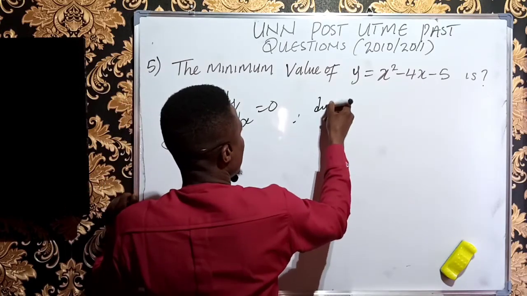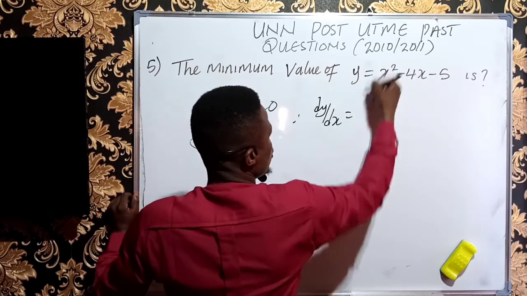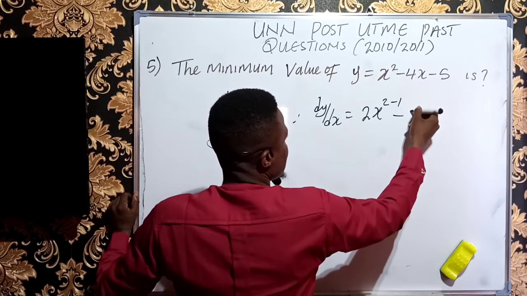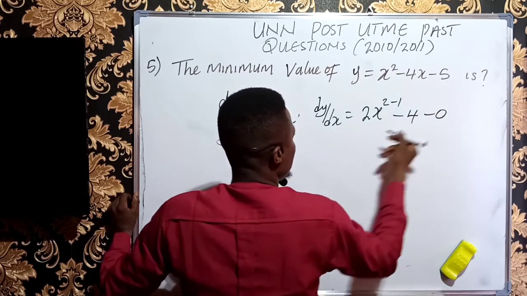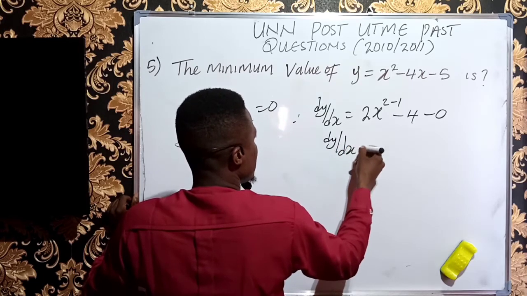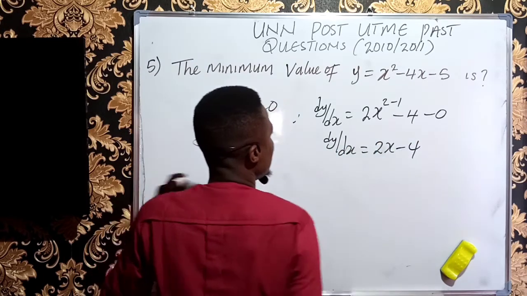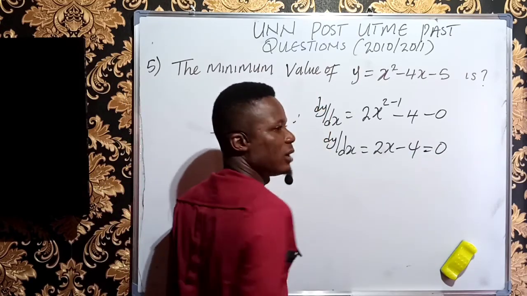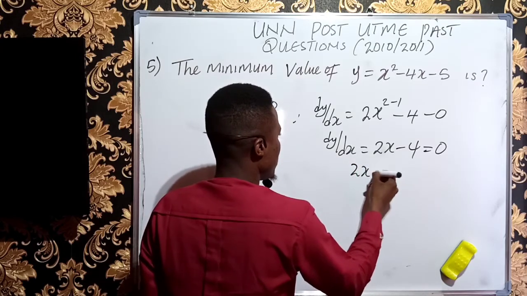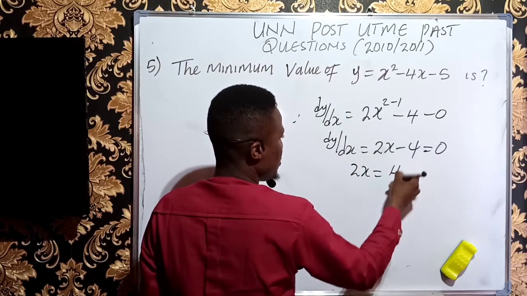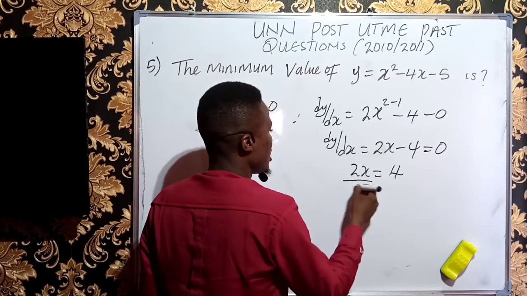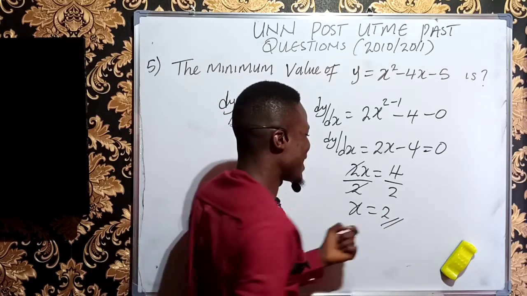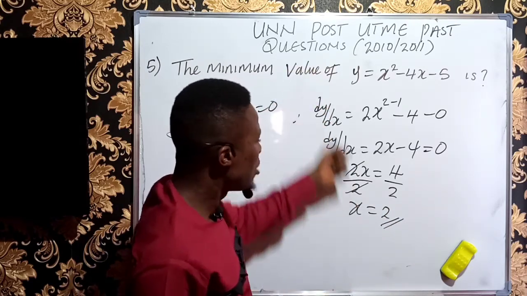So here, dy/dx will give me 2 will come to the back. We have 2x to the 2 minus 1. If I differentiate 4x, I'll get just 4. This is 0. So dy/dx will give me 2x minus 4. But dy/dx equals 0 for the function to be minimum. So we equate with 0 and solve for the value of x. So 2x will now be plus 4 coming over here becomes a positive 4. So to get the value of x, I will divide both sides by 2. So x is 2. So the value of x for which this function is minimum is 2.